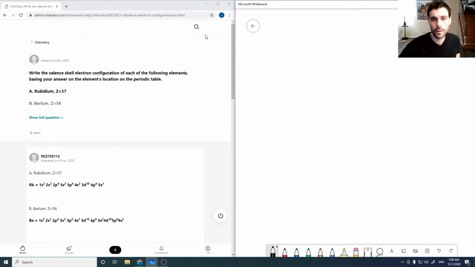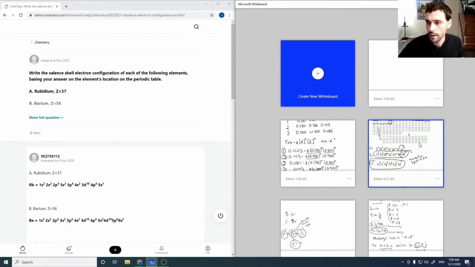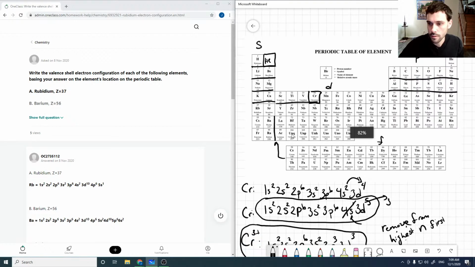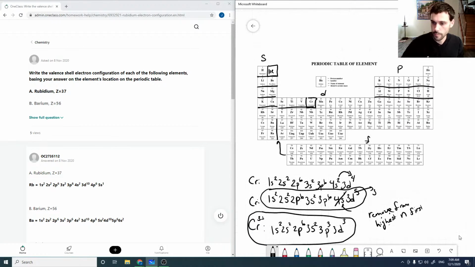Okay, so write the valence shell configuration for these elements. I'm just going to go back here to my table slide and wipe this all down.